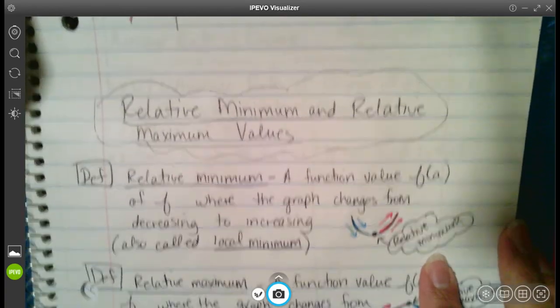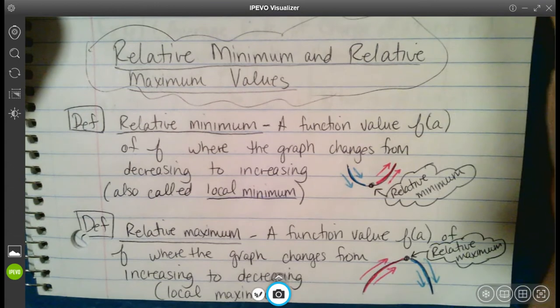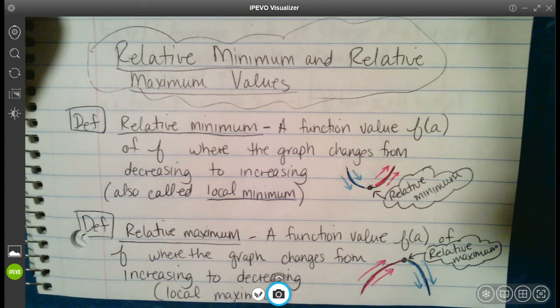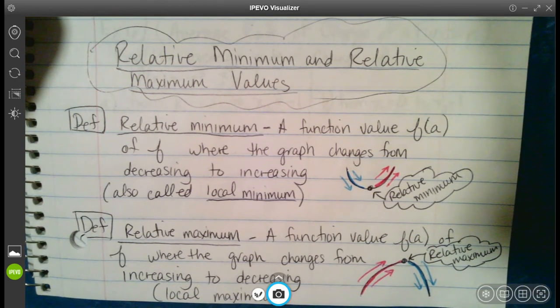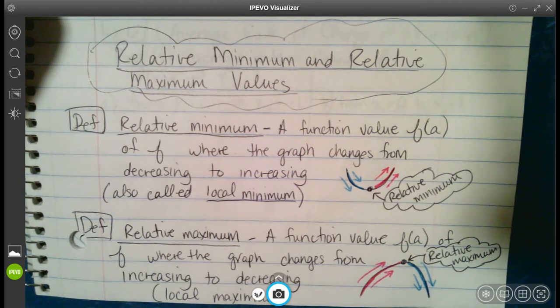So let me move this up just a little bit. Go ahead and copy this down if you want to, pause here. If we can decipher where graphs are increasing, decreasing, or constant, we can also see that the graphs change from one to the other at a certain point. That point where the graph changes from increasing to decreasing, or backwards, is called a relative minimum or maximum, depending on what's happening.